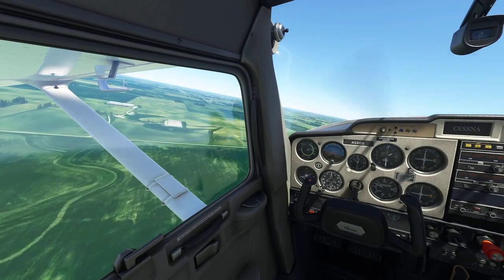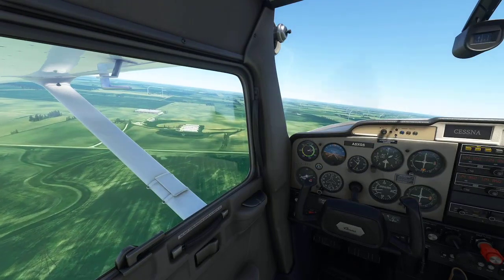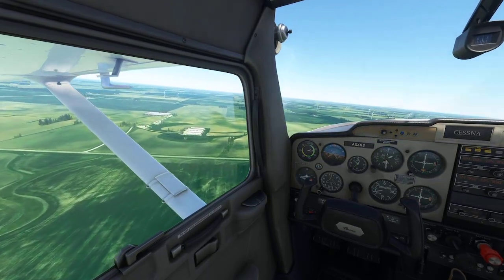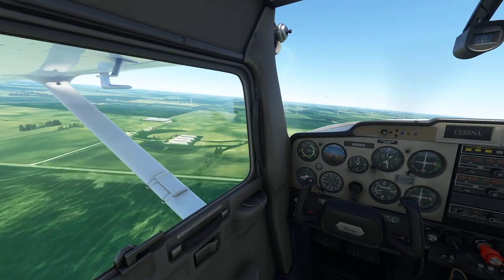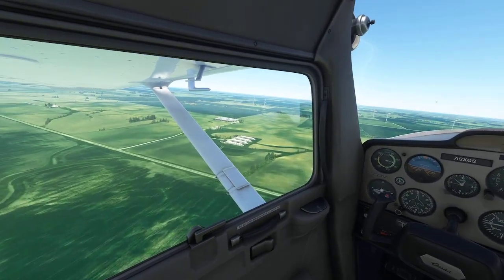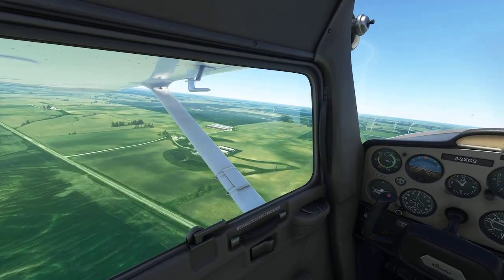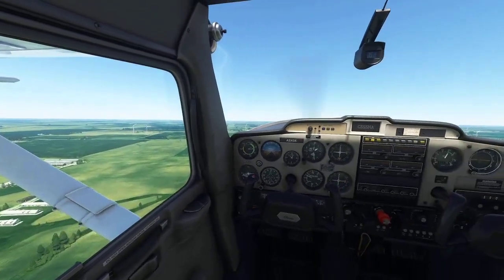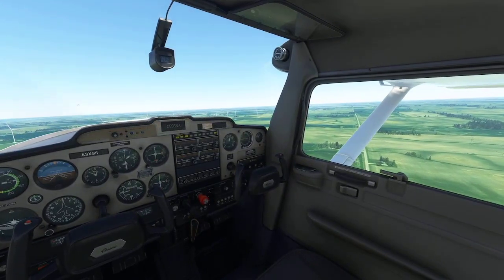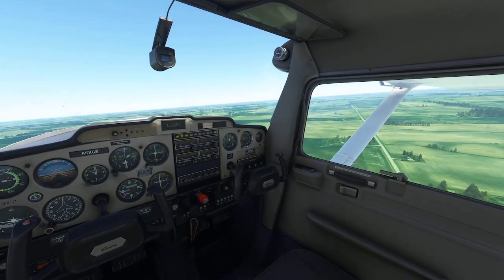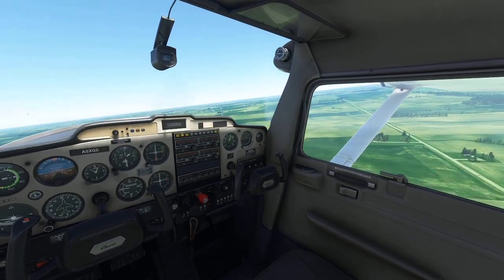You see how we're slowing down now, right? Because we are losing ground speed. And remember, as we cross the road, wings level, we want to go shallow turn. Not too much. I'm trying to keep my eye on the altimeter. It's hard to do.